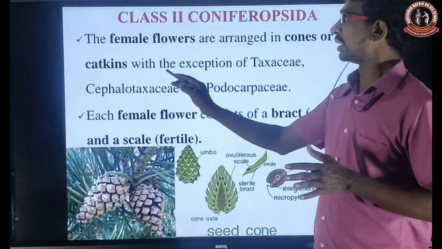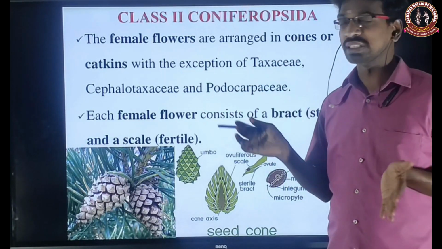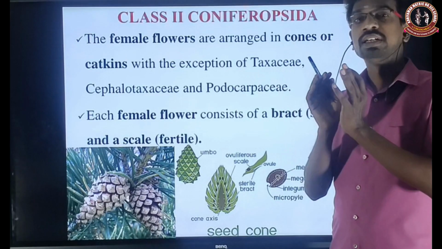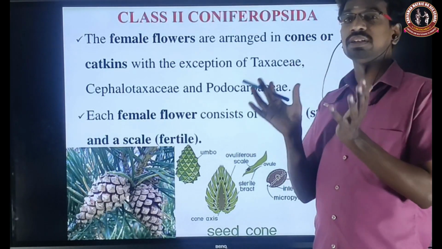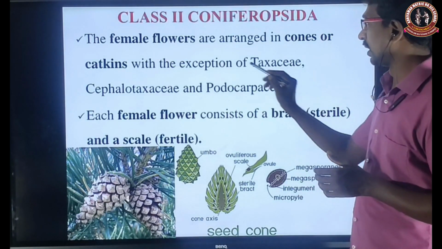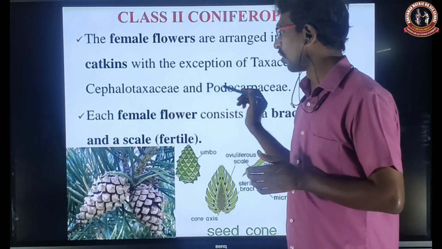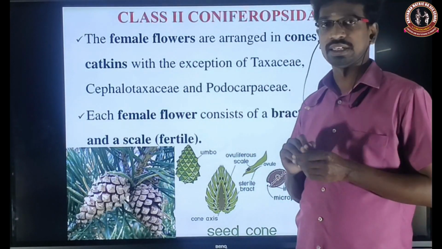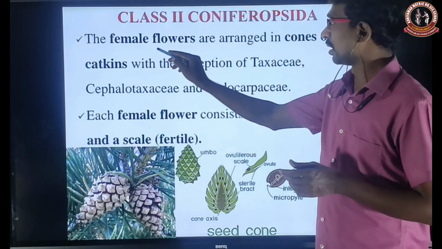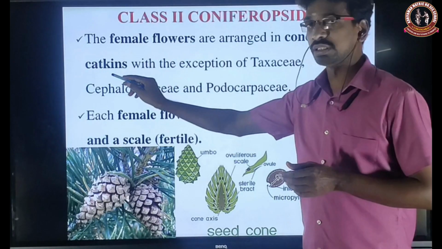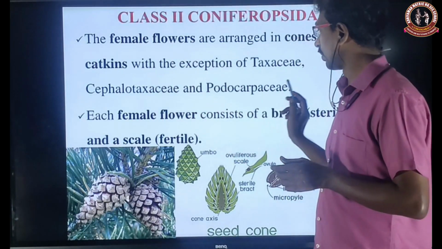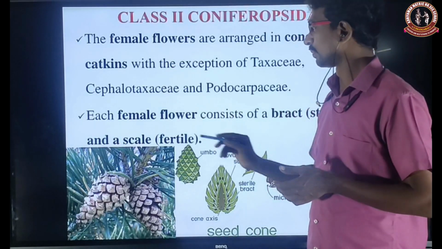So these are the exceptions. It's not like a cone; a separated structure is present. That is the exception of Taxaceae, Cephalotaxaceae, and Podocarpaceae. That is a catkin. Generally it is a cone, but in Taxaceae, Cephalotaxaceae, and Podocarpaceae, it's a catkin.